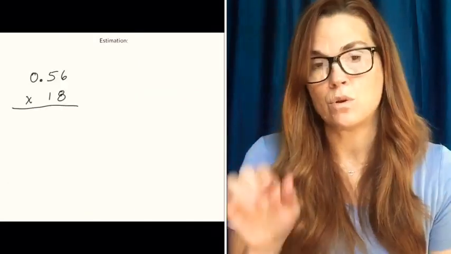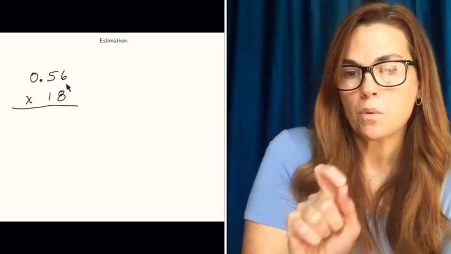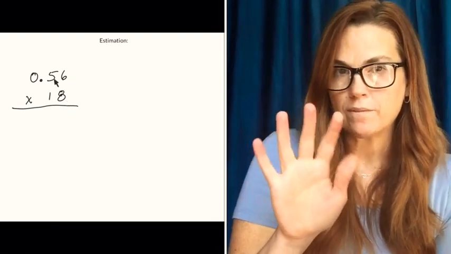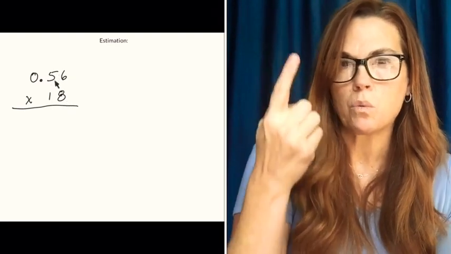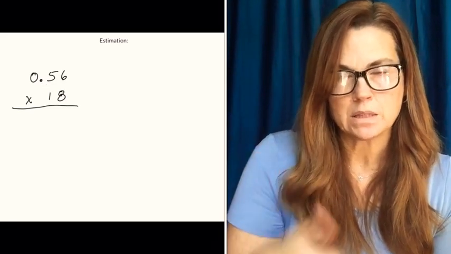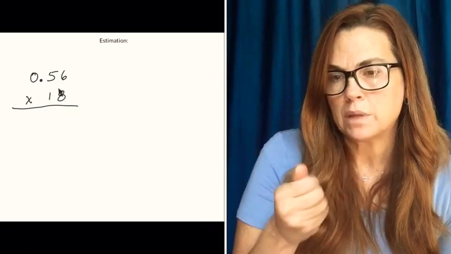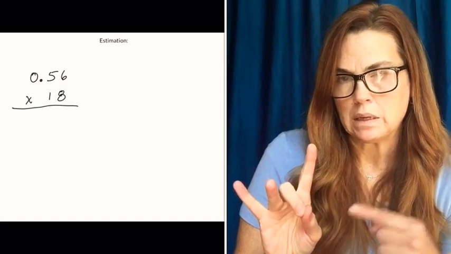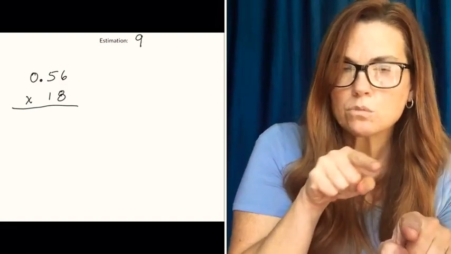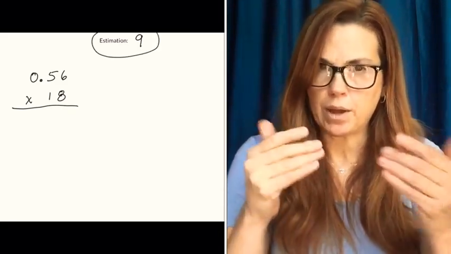Now let's look at one like this. Okay, so here I have 0.56 times 18. Okay, so 0.56, that's pretty close to like 1/2, right? Because 1/2 is 0.5 or 5/10. So if I said 1/2 times 18, what is half of 18? So my estimation, if I did half of 18, my final answer should be pretty close to 9. So let's figure this out.